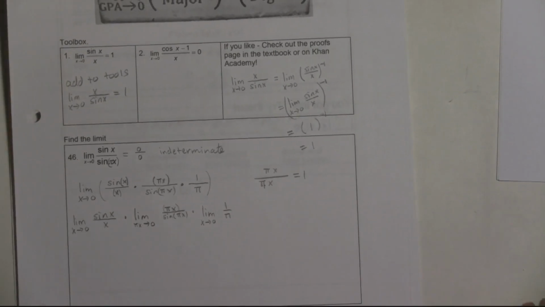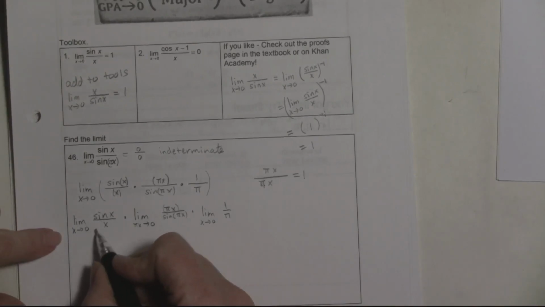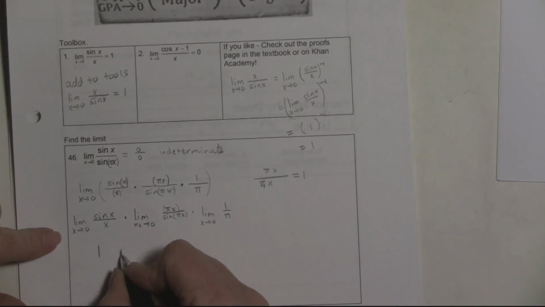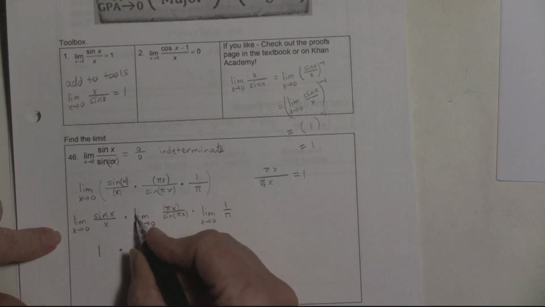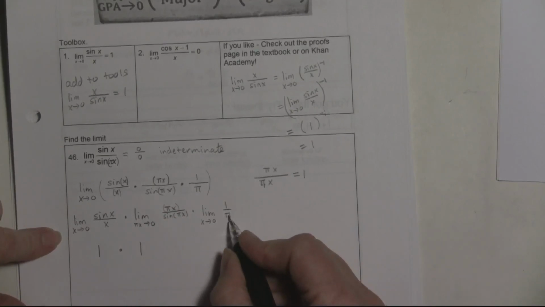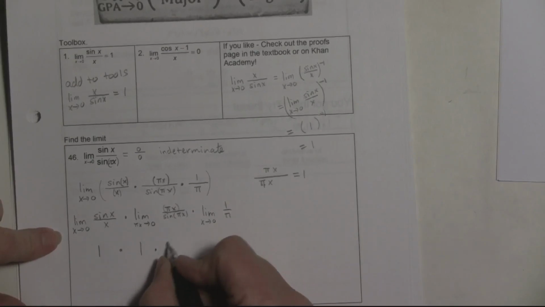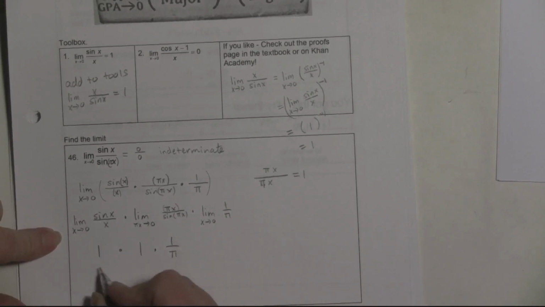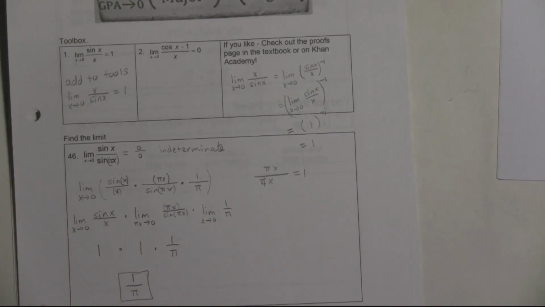Now by our toolbox, this is approaching 1. And this is approaching 1. And this is a constant, right? So this is approaching 1 over pi. So 1 times 1 times 1 over pi is 1 over pi. So we did a lovely job on that.